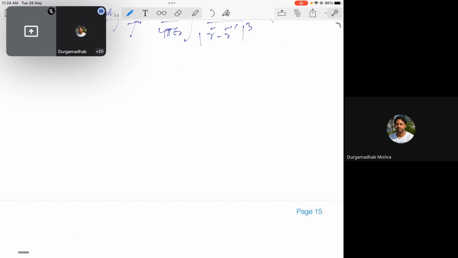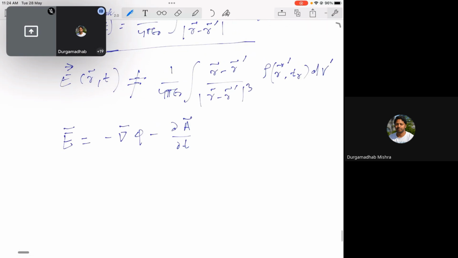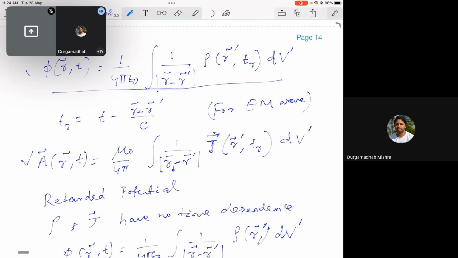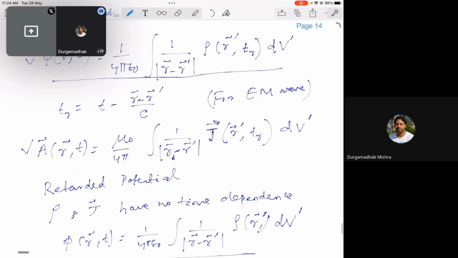Okay, so now let's look at how the electric field and magnetic field would look for this potential. Here you have to be very careful. We know that in order to find the electric field, we have to find the gradient of phi, minus del A by del t. We have a solution for phi and A. Phi is given here, A is given here. So we have to take the gradient of this function and the time derivative of this function.